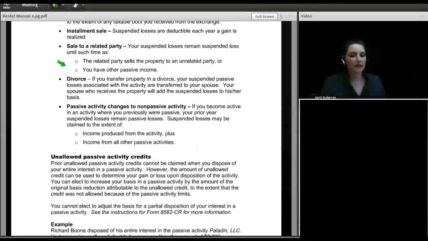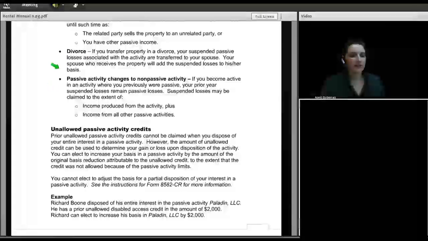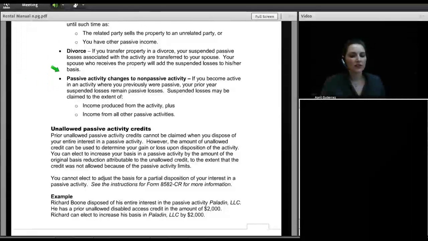Sale to a related party. Your suspended losses remain suspended losses until such time as the related party sells the property to an unrelated party or you have other passive income. Divorce. If you transfer property in a divorce, your suspended passive losses associated with the activity are transferred to your spouse. Your spouse who receives the property will add the suspended losses to his or her basis.